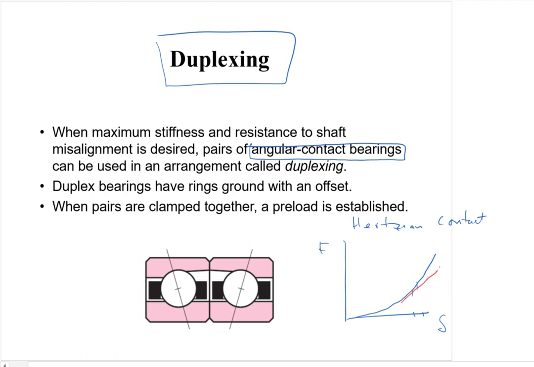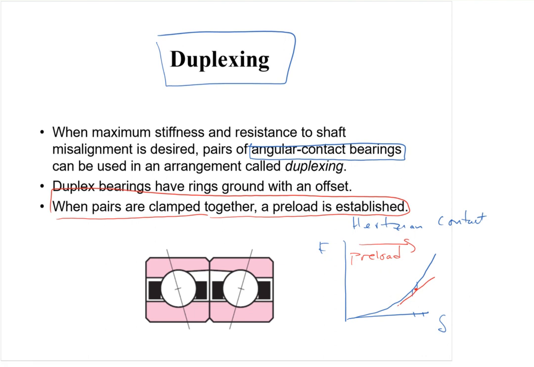Whatever the slope of that thing is, is the stiffness. So you're basically clamping these bearings together to preload them. The more you preload them, the stiffer they get, the higher the forces they can carry, and the more rigidly they maintain alignment.